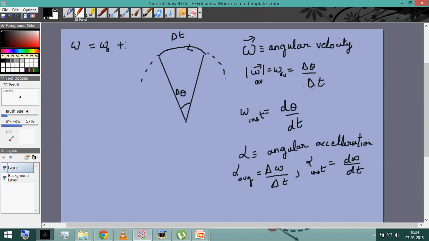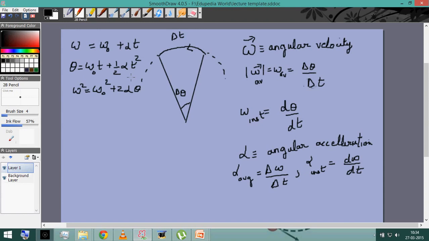omega is equal to omega naught plus alpha t. Omega naught is the initial angular velocity at the initial event. Omega is the final angular velocity. Theta is equal to omega naught t plus half alpha t square. And omega square is equal to omega naught square plus 2 alpha theta.